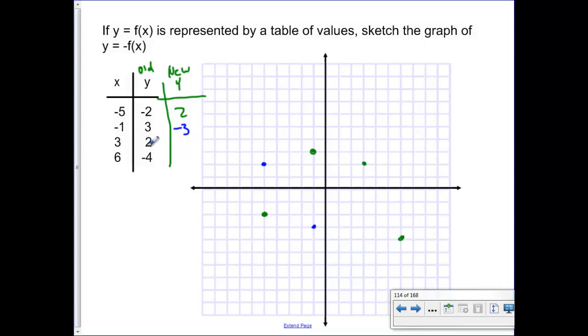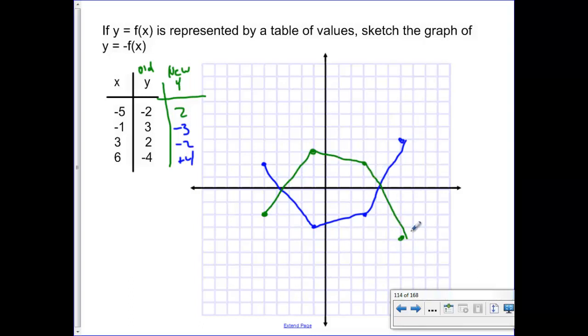3 was supposed to give you 2. But here's the key. After you're done, I say, no, you don't get 2, you get negative 2. So this guy goes down to here. And then 6 was supposed to give you negative 4. But after you're done, I say, you don't get negative 4, you get positive 4. And so then that guy comes up to here. That makes sense? So like a graph that would have looked like this got flipped upside down.